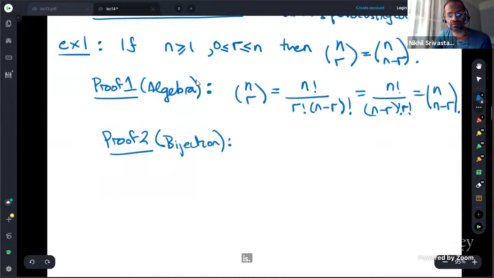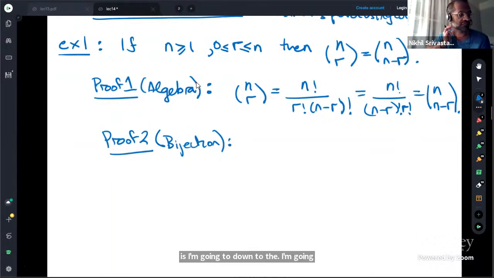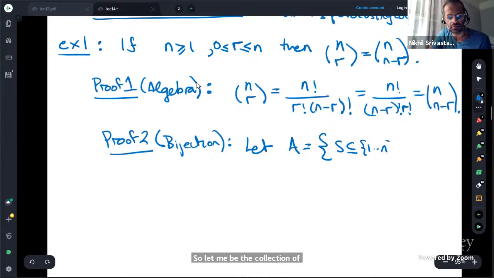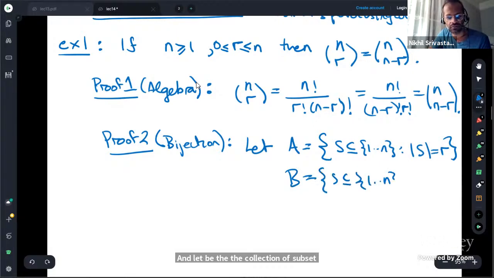I'm going to show that these numbers are counting something, counting a collection of objects, and there's a bijection between what they're counting. So let A be the collection of subsets of n of size r, and let B be the collection of subsets of n of size n minus r.